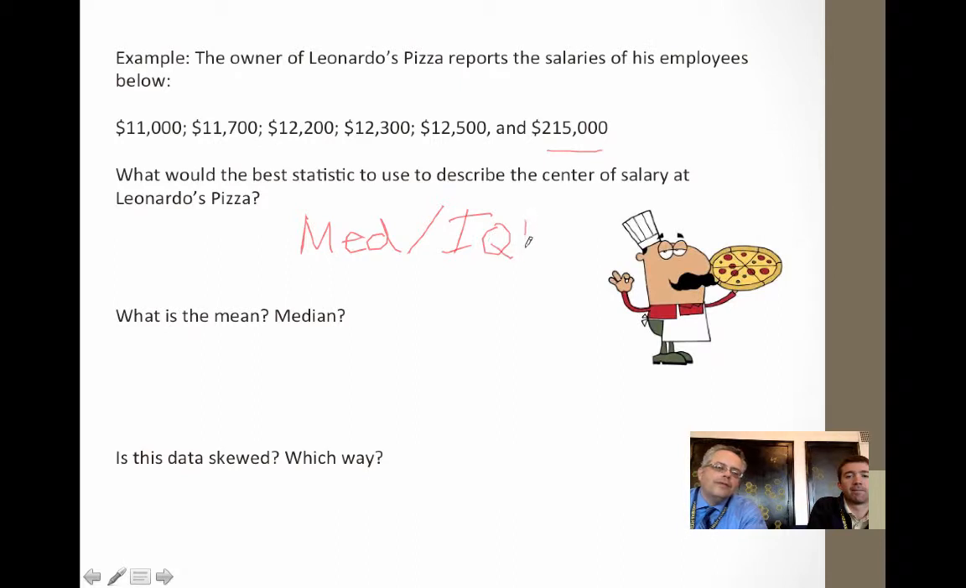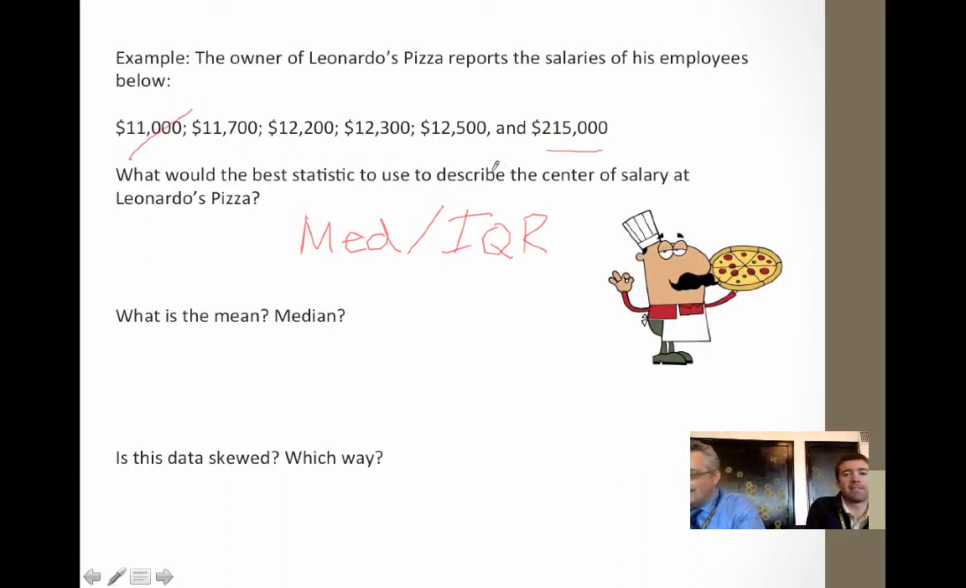Because that $215,000 is going to pull up the average, and it's going to affect the standard deviation. But it probably hardly affects the median and the IQR. So if there are outliers or skew, go median and IQR. Just got to remember that. All right, so now it tells us to find the mean and the median.